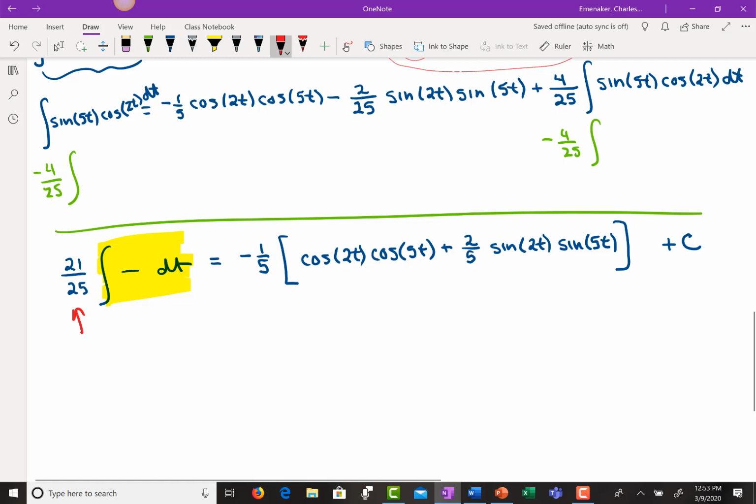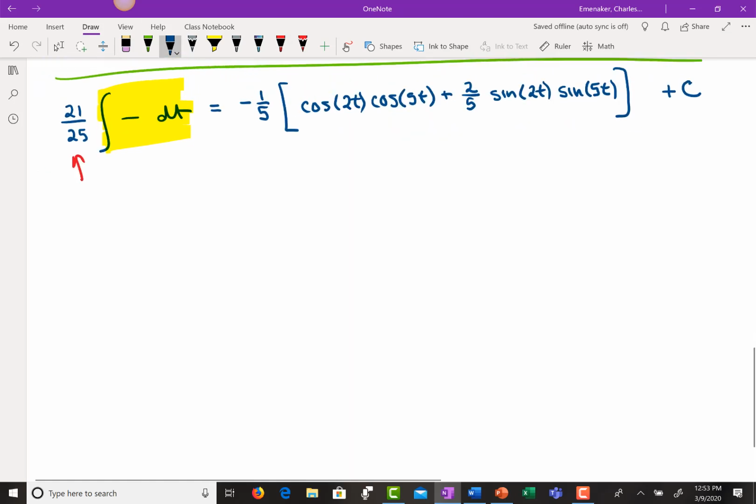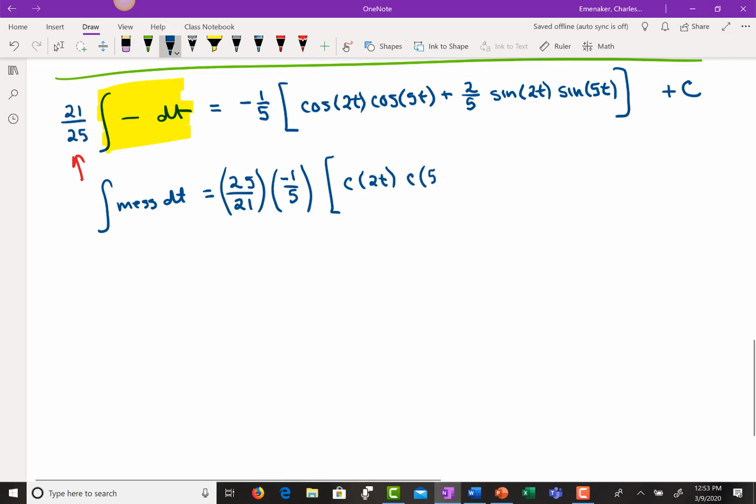How can you remedy the problem on the left-hand side with that 21/25 times the integral? Well, multiply both sides by 25/21. So what we're left with then is the integral of that mess, dt, equals 25/21 times the coefficient that was already there times this cosine of 2t. Is it okay if I just abbreviate with the c and the s for cosine and sine? Is that messing anybody up?